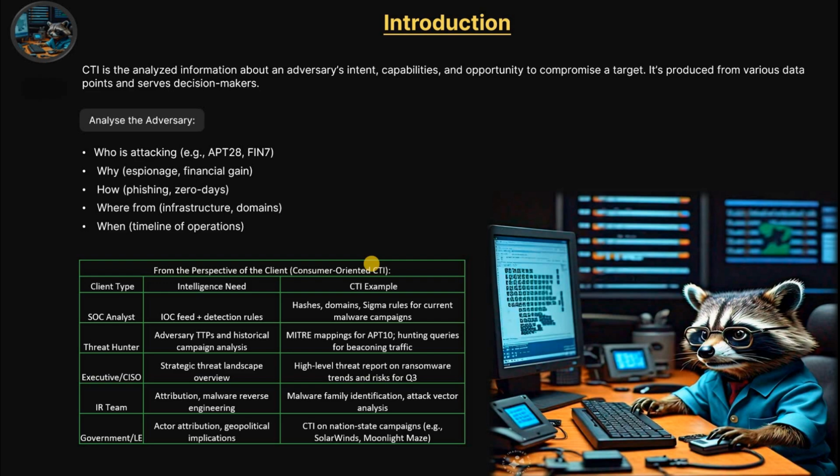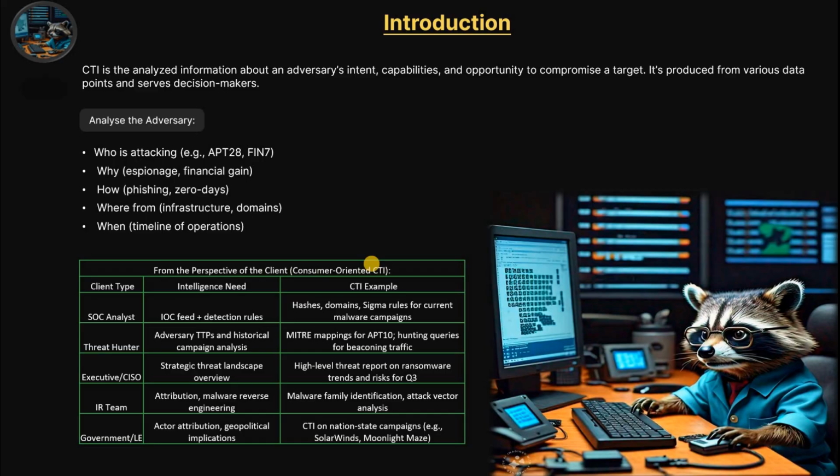Okay. So from the perspective of the client, which we generally call consumer-oriented CTI, we define it into three parameters: client type, intelligence need, and CTI example. If the client type is a SOC analyst, his or her duty is IOC feeds and detection rules in the form of hashes, domains, Sigma rules for current malware campaigns, maybe some file names. Maybe we will see this in detail in coming slides. Maybe in the form of IOCs, domains, hashes, URLs, email IDs, IP addresses, etc. If he is a threat hunter, then his intelligence need will be adversary TTPs and historical campaign analysis. So how will this historical data be collected, and mapped to, for example, MITRE mappings for APT10, hunting queries for beaconing traffic, and so on.